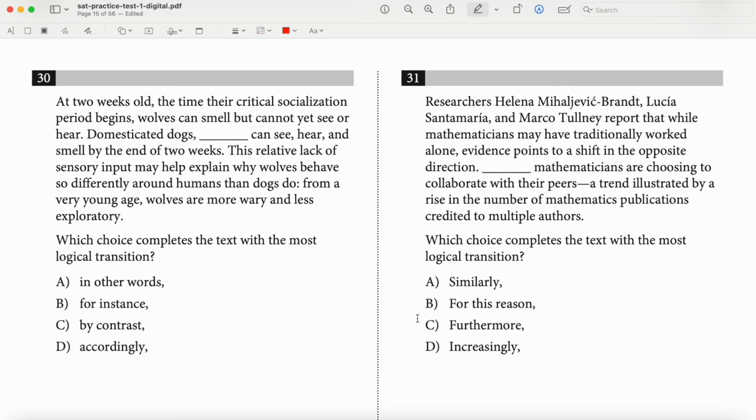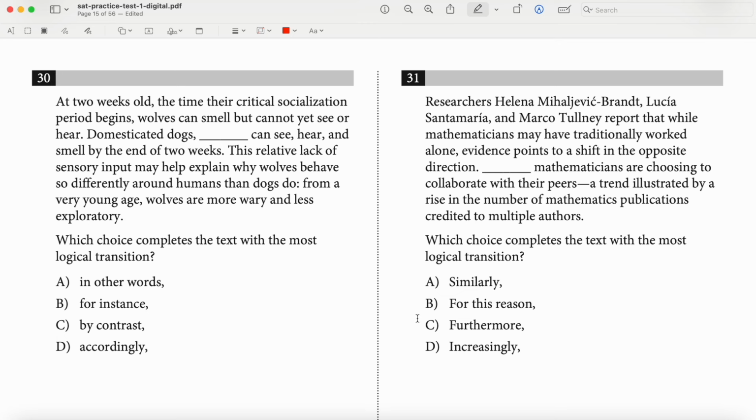At 2 weeks old, the time their critical socialization period begins, wolves can smell but cannot yet see or hear. Domestic dogs can see, hear, and smell by the end of 2 weeks. This relative lack of sensory input may help explain why wolves behave so differently around humans than dogs do. From a very young age, wolves are more wary and less exploratory.